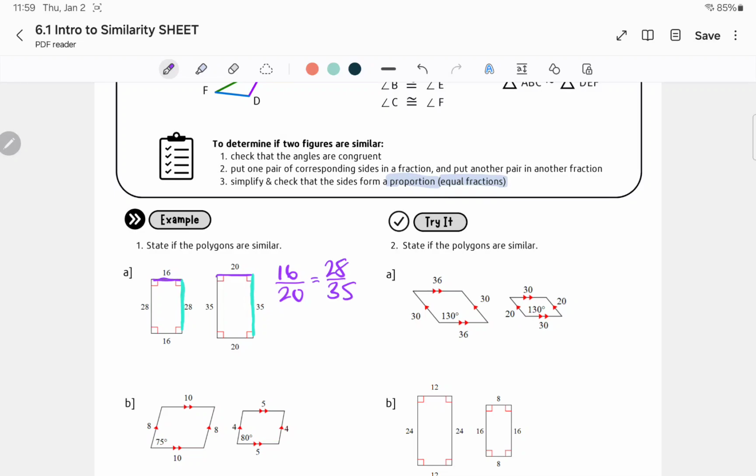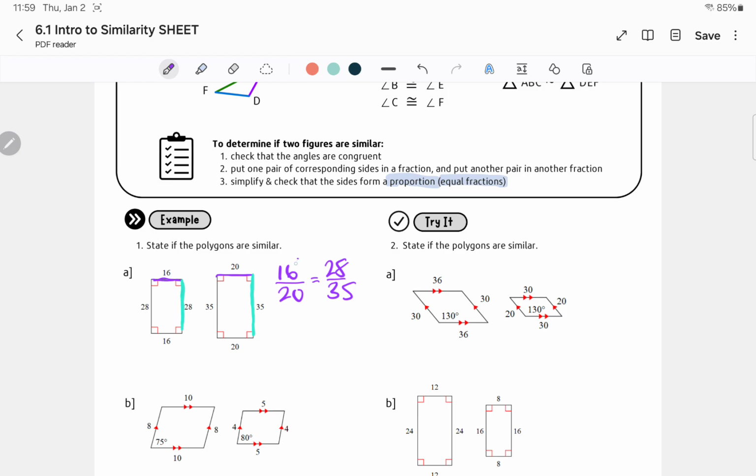All right. So my two sides are corresponding, put them in a fraction, 16 over 20. And my other corresponding sides, put those in a fraction, 28 over 35. Now I have to simplify this and see if they're equal or not. So how do I simplify fractions? Well, I have to look at both numbers and decide, okay, what is the biggest number I can divide both of them by? 16 and 20, they're both even, so I can always start by dividing by 2.